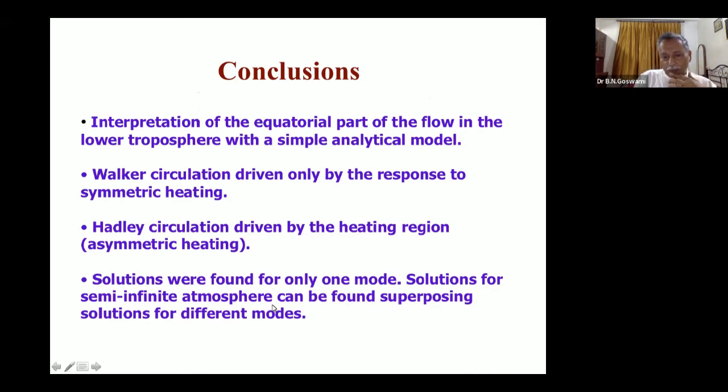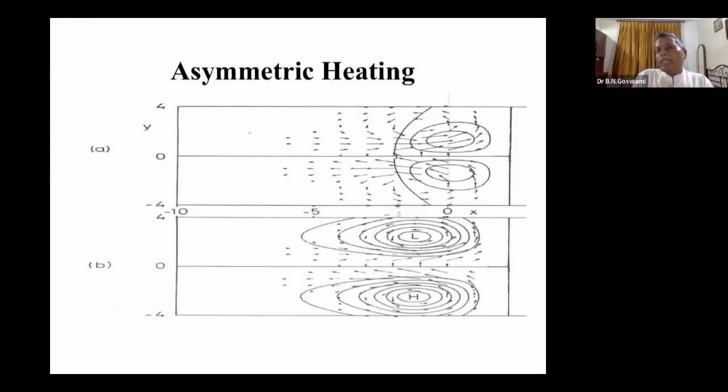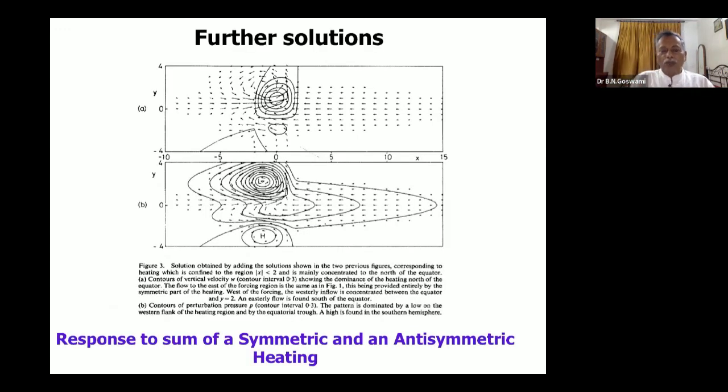Solutions for a semi-infinite atmosphere can be found by superposing different solutions, so more complicated heat sources. Now that we know that these solutions can be found for symmetric and antisymmetric, I can have now more complicated heat sources, and then for them also we can find solutions. It all depends on how your heating is projected into which kind of normal mode, and for that normal mode the response will be generated, and that is what gives us a framework for understanding even a much more complicated response, a much more complicated heating function.